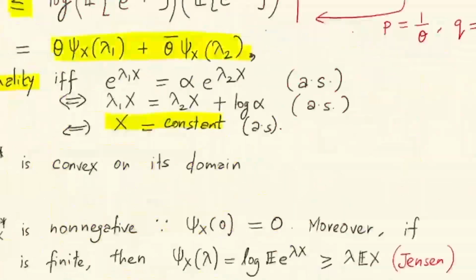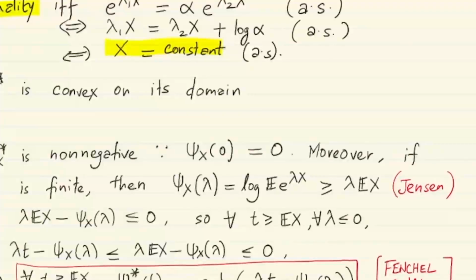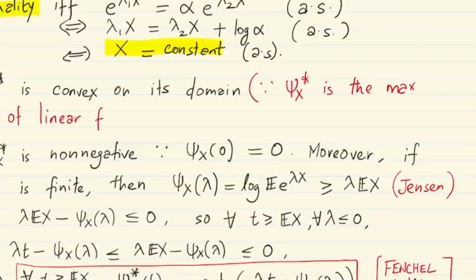So Cx star is just the max of linear functions. Cx star is the max, or the supremum technically, of linear functions. And it's very easy to show that if you have two or more linear functions, and you take the max of them and form a new function, that's always going to be convex. You can just convince yourself about this.